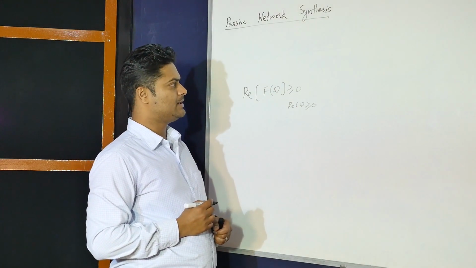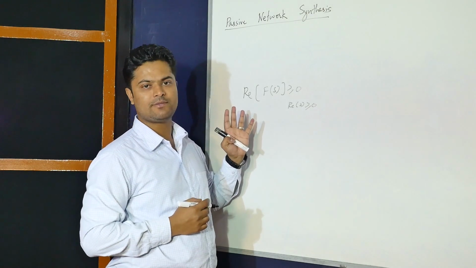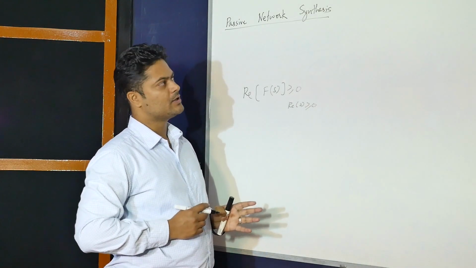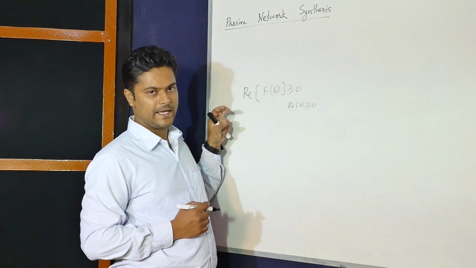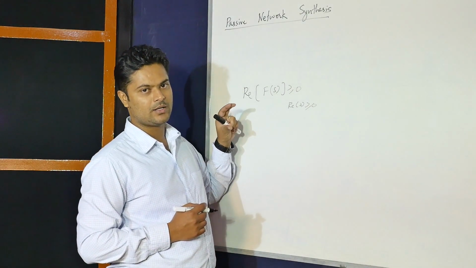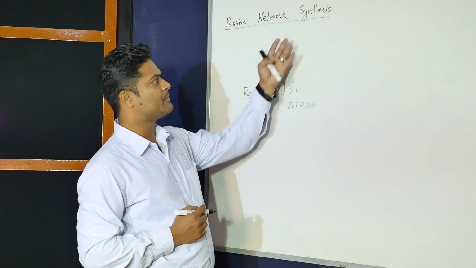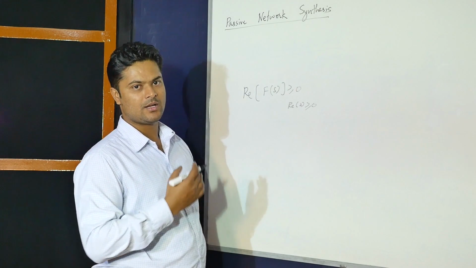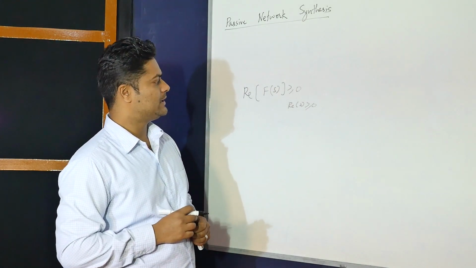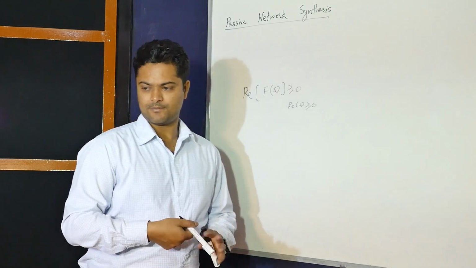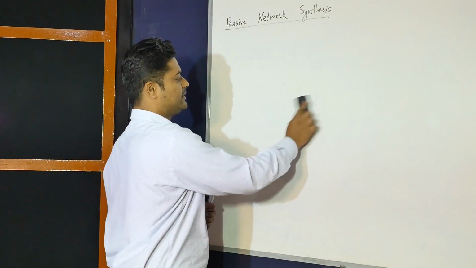So let's take two more problems in which we will see whether they are positive real functions or not. Why do we need to know whether they are positive real functions? Given any impedance function or admittance function, we need to realize a network. That's our main target, synthesis of passive networks. So let's go further in determining whether functions are positive real or not.